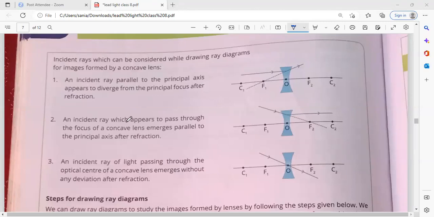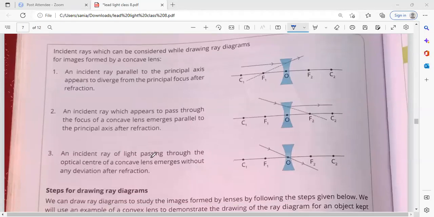And if an incident ray appears to pass through the focus of the concave lens, like this, then it becomes parallel to the principal axis. Then an incident ray of light passing through the optical center will go away without any deviation after refraction. Clear?